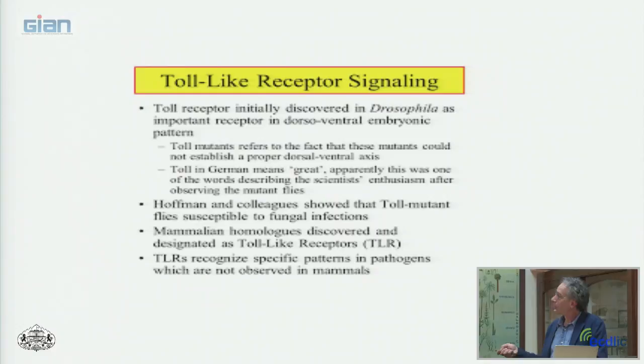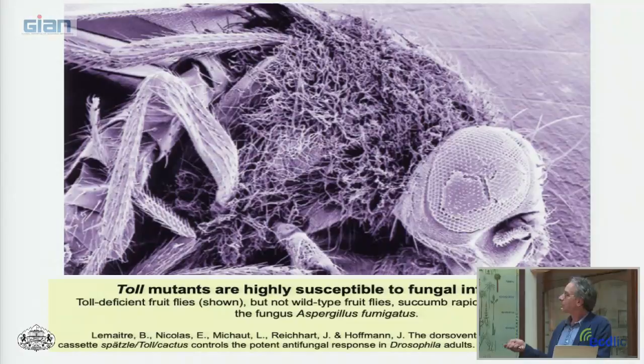So Jules Hoffman and his colleagues in fruit flies showed that in addition to pattern dorsal ventral patterning, toll mutant flies were susceptible to fungal infections. And then shortly after that, the mammalian homologs were discovered and designated as toll-like receptors. And toll-like receptors recognize specific patterns and pathogens which are not observed in mammals. So this was the key discovery. Again, this was a Nobel Prize-winning discovery by Jules Hoffman.